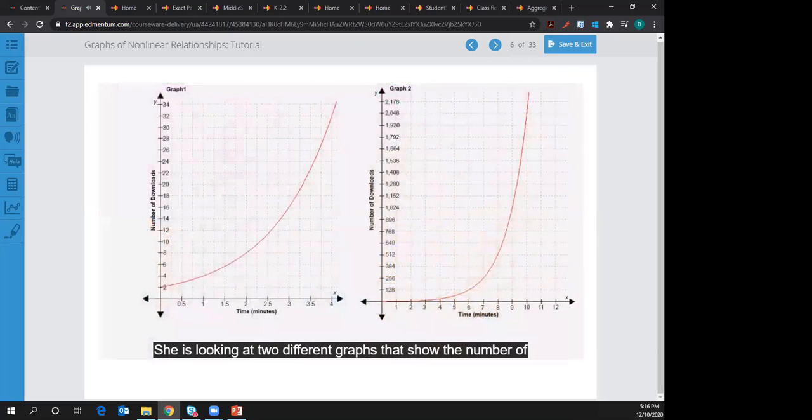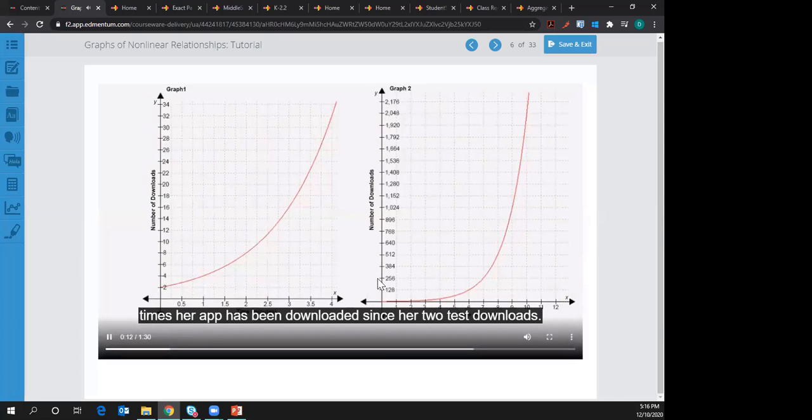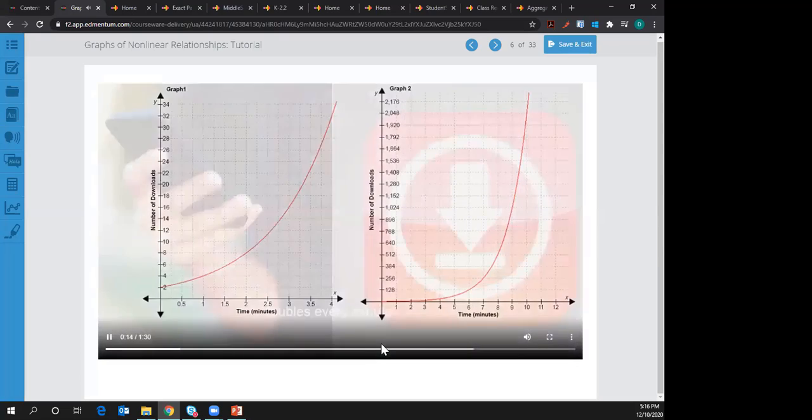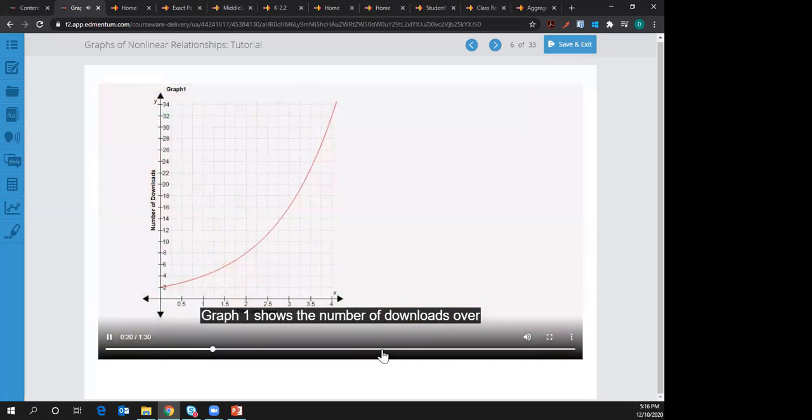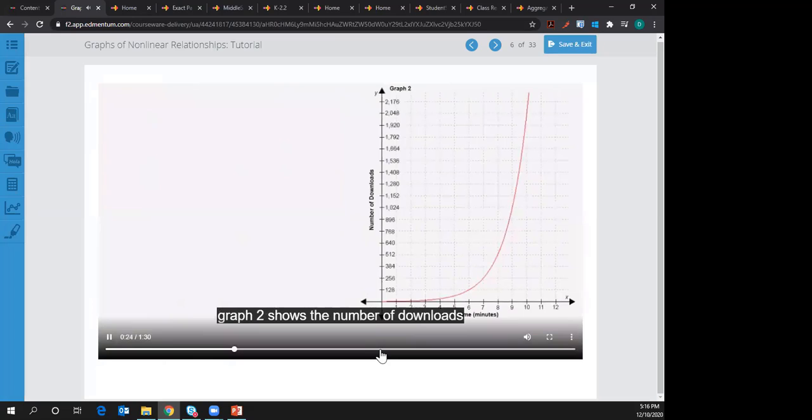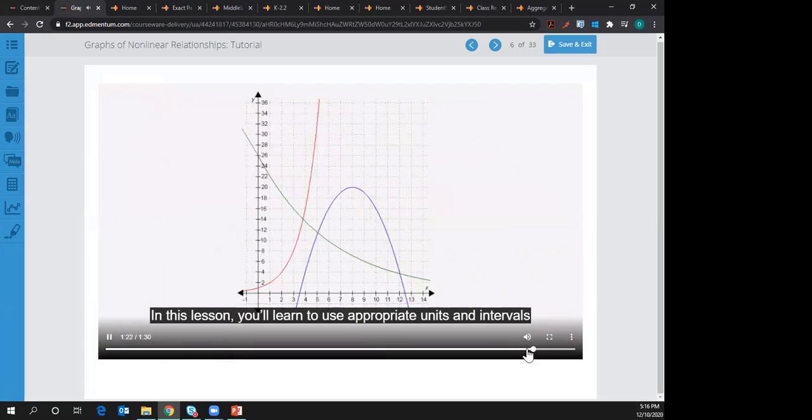She is looking at 2 different graphs that show the number of times her app has been downloaded since her 2 test downloads. The day she launched the app, the number of downloads doubled every minute. Graph 1 shows the number of downloads over the course of the first 4 minutes, while graph 2 shows the number of downloads over the course of the first 10 minutes. In this lesson, you'll learn to use appropriate units and intervals to interpret and create graphs of nonlinear relationships.